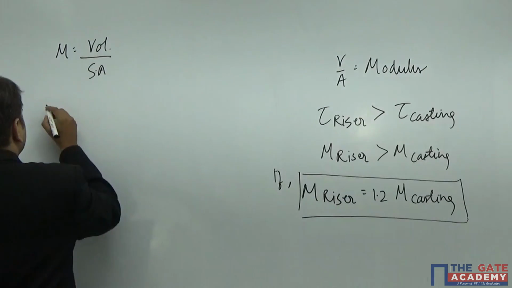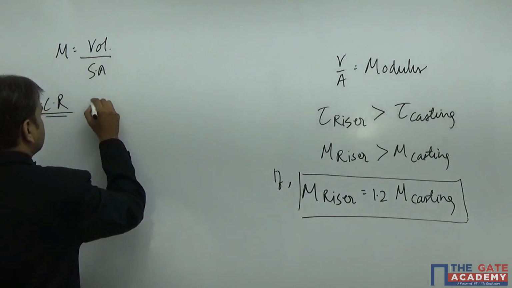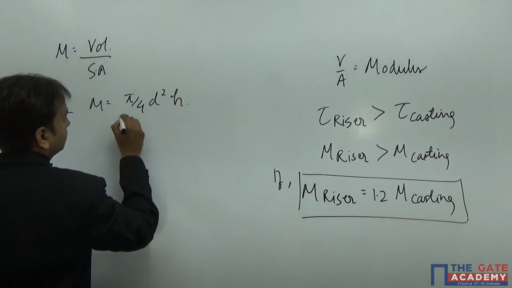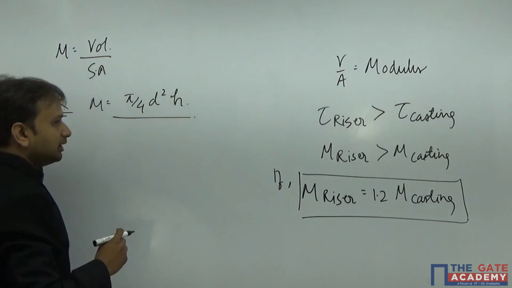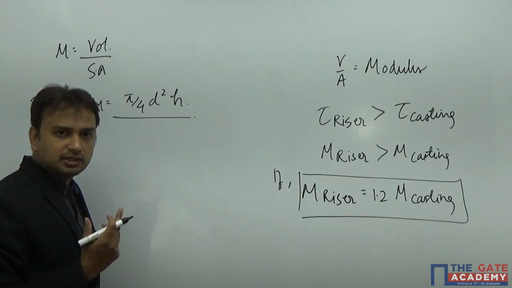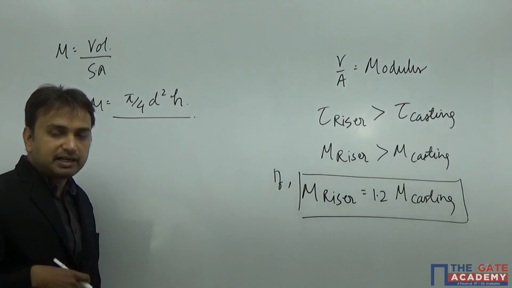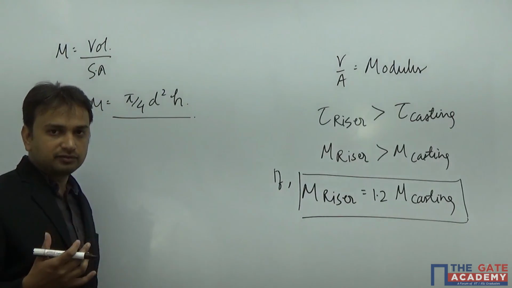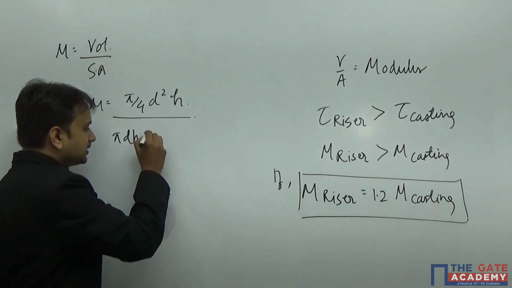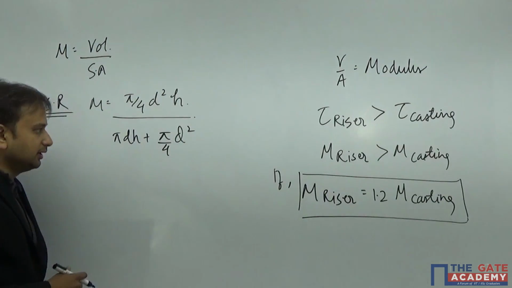So for top cylindrical riser, TCR I am writing, volume, sir, is nothing but pi by 4 d square h. I agree. And what is the surface area for top cylindrical riser? It was pi dh, and only one side was participating in transaction of the heat energy. So surface area can be written as pi dh plus pi by 4 d square. Don't you think so? Yes, of course it is, sir.